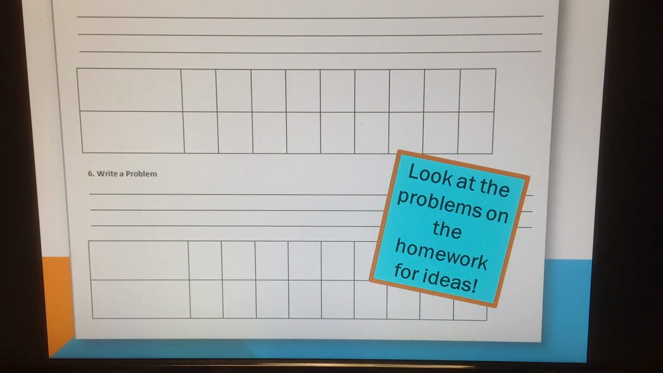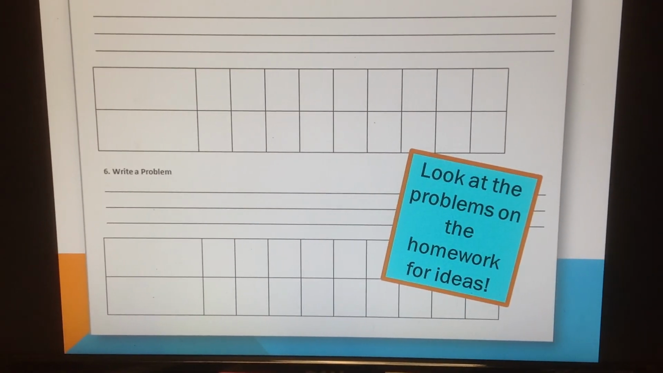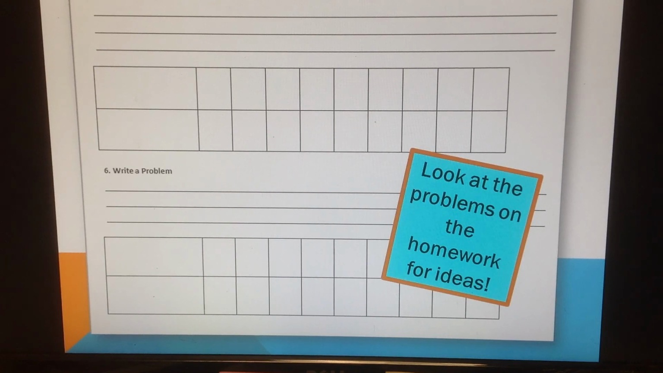Oh, we looked at the homework instead of doing the textbook today, and we wrote some problems ourselves. This was the paper students had, and that was it for today.